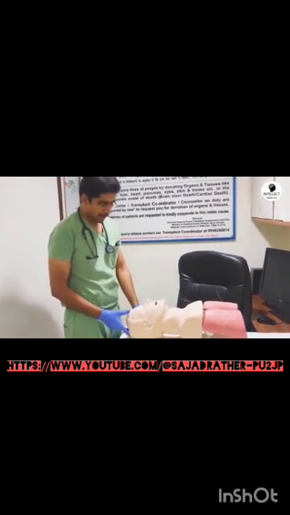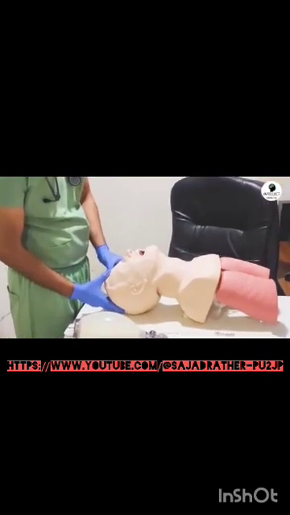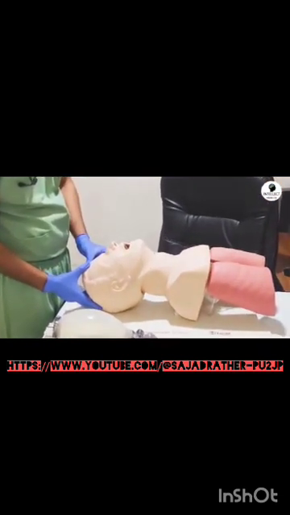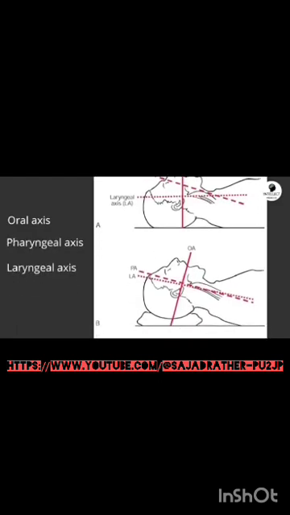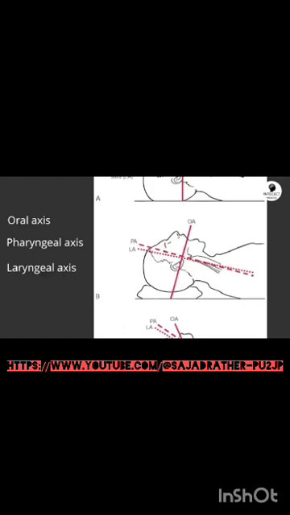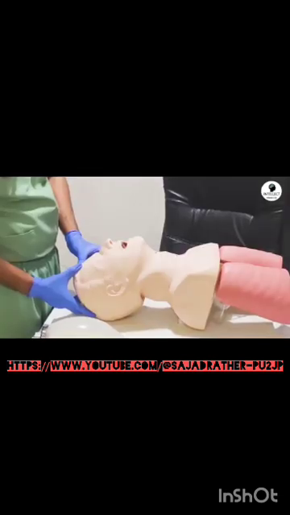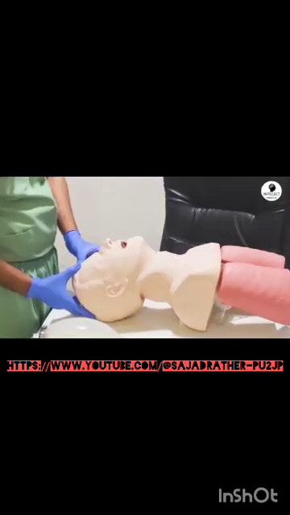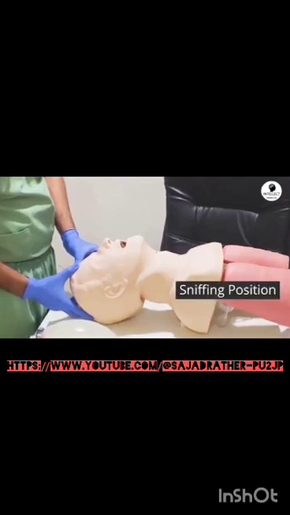Now, the head should be tilted like this. There should be extension at this level. This extension is at the level of the atlanto-occipital joint. Now to align the oral axis, pharyngeal axis and laryngeal axis, we place a folded bedsheet or a pad below the head so as to have flexion at the level of the neck. So this position, having flexion at the neck and extension at the atlanto-occipital joint, is called the sniffing position or barking dog position.